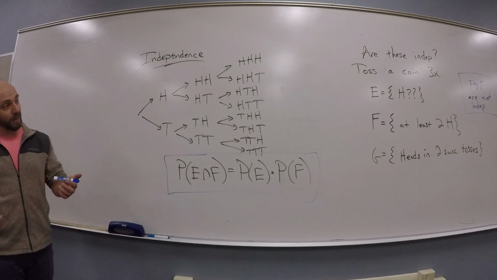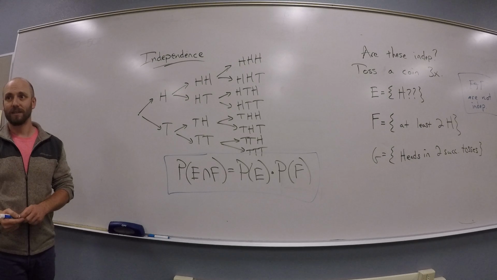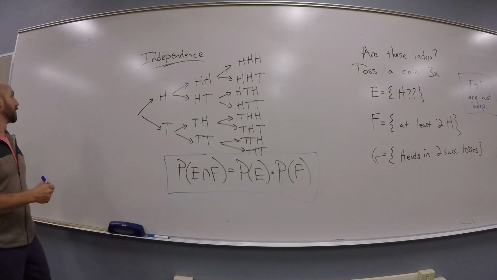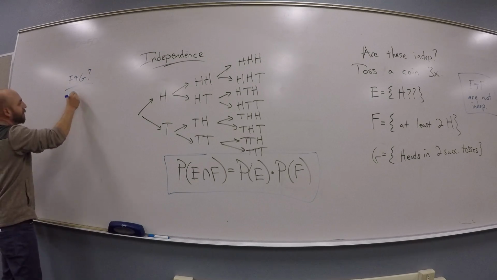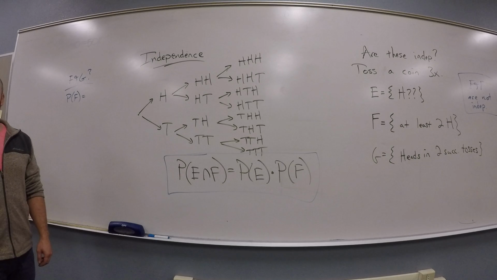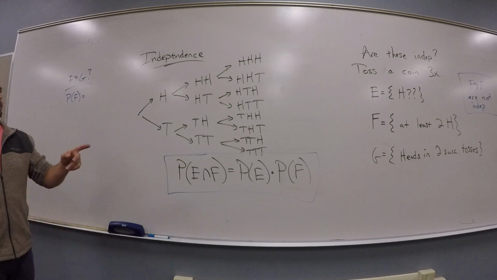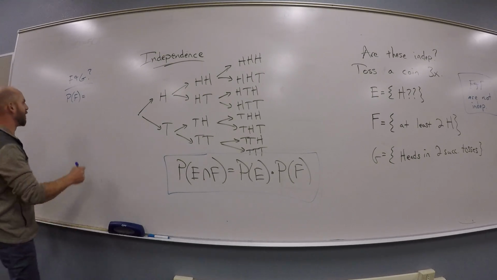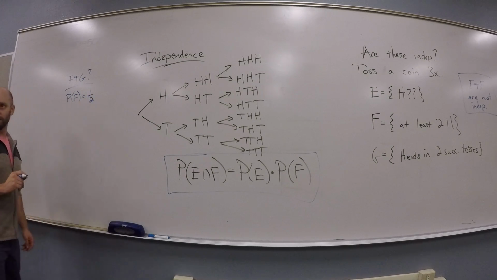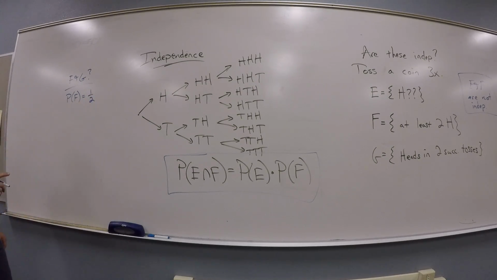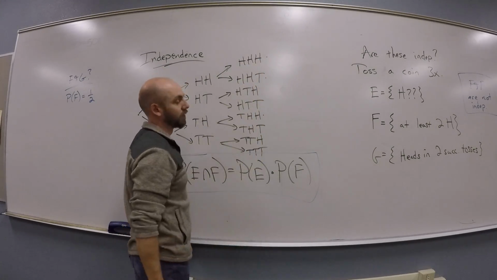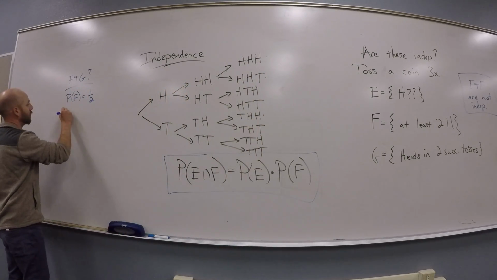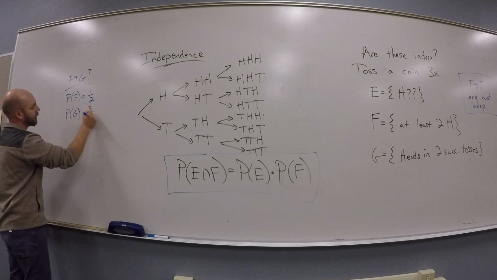So say F and G. Are F and G independent? If I'm going to do F and G, I need the probability of F. So what was the probability of F? The at least 2 heads? 50%. It was half, I think. Yeah, and then that one's 3/8. What's 3/8? Oh, the one at the bottom? So heads in 2 successive tosses are this one, that one, and that one? 3/8. So the probability of G is 3/8.